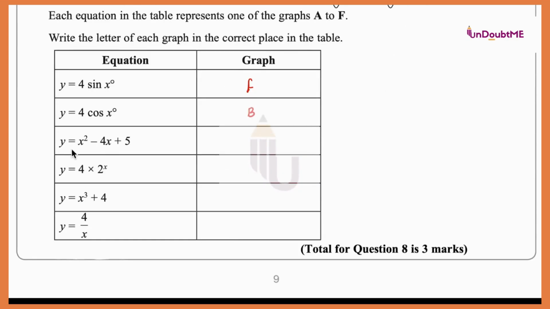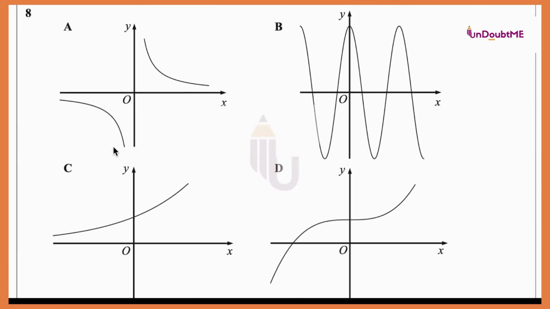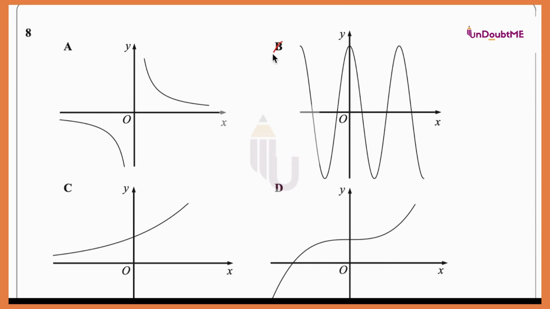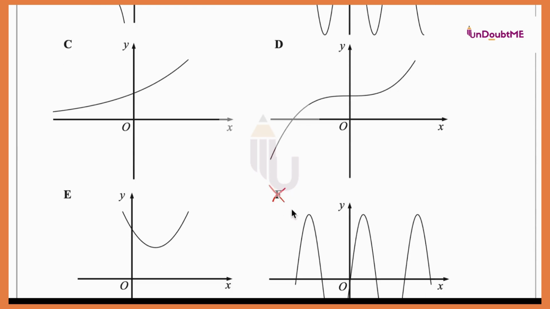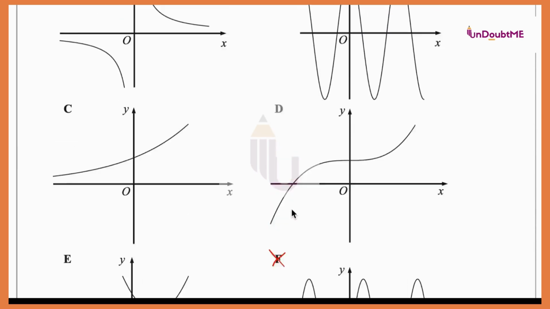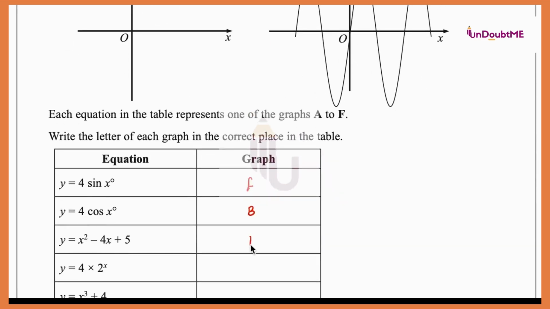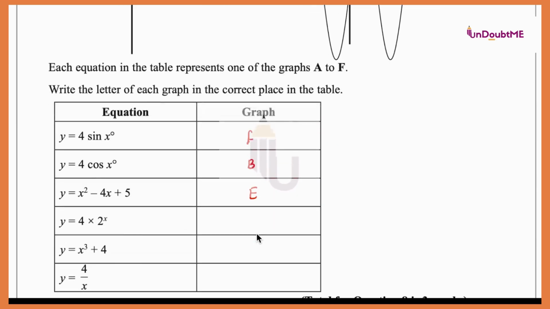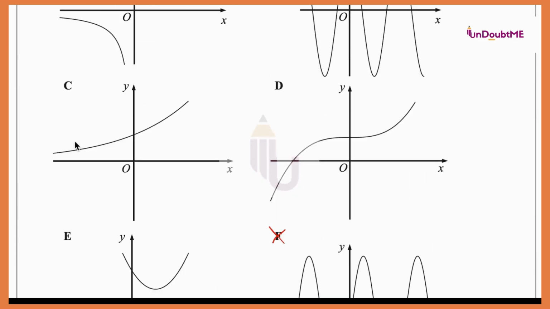Now x square minus 4x plus 5 is quadratic. If you look at the options, this is definitely not quadratic, and these two we have already done. The only possible quadratic is E. So E is the quadratic. Then this is an exponential function. Exponential function looks like this.